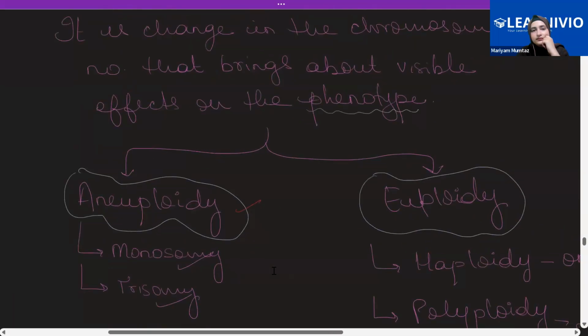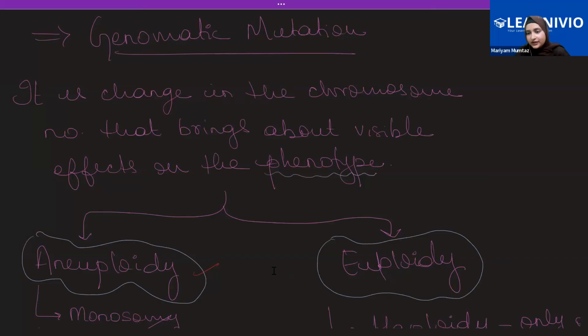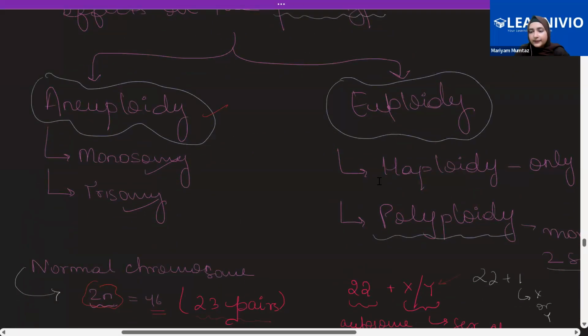Now see, genomic mutation. Just like how we saw the gene mutation, which was basically the point mutation that we studied, the mutation that happens in the chromosomes, because of which the phenotypic expression changes, is what we call genomic mutation. It is of two types, aneuploidy and euploidy.